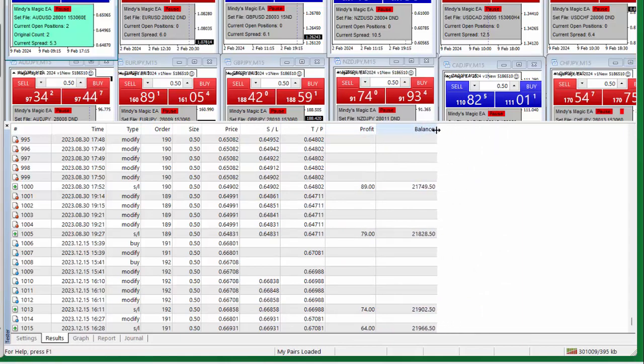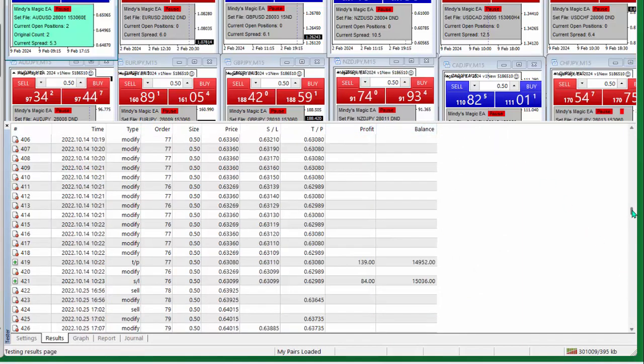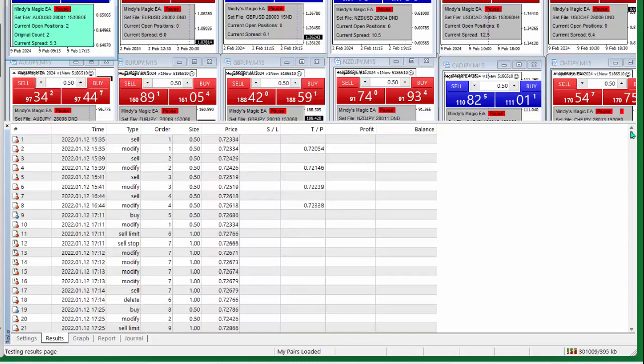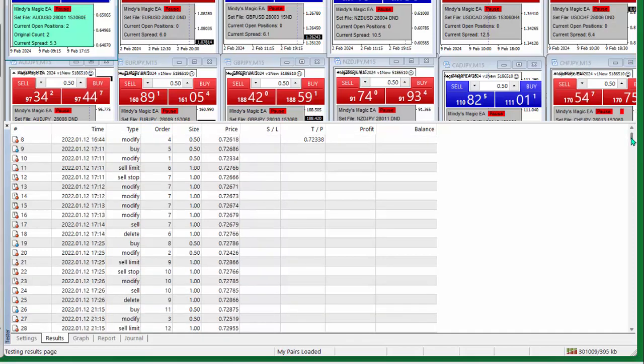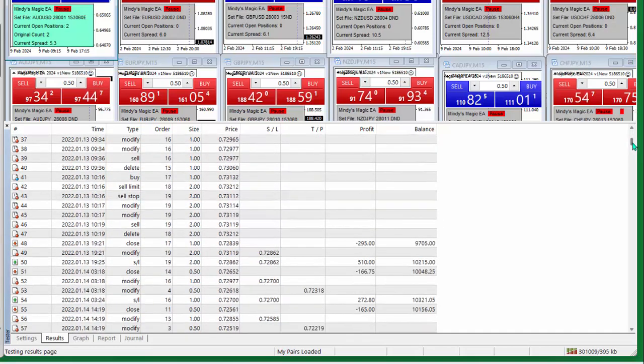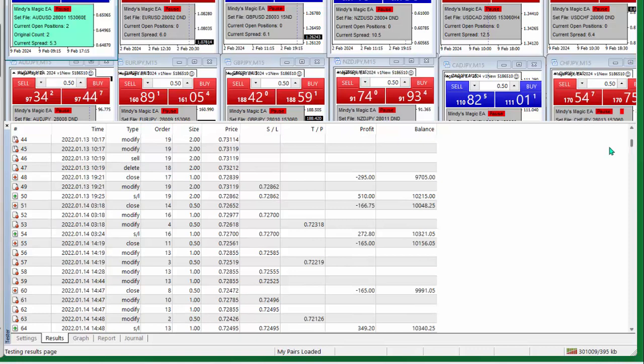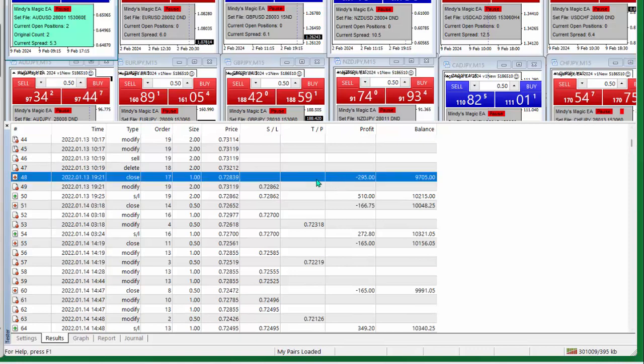Now the thing is, when we start at the top of the list, so I've scrolled this up to the top, what we see is we had a trade number 1 that opened, and my EA automatically puts a profit target on that trade. But we had 1, 2, 3, 4, 5, 6, 7. We had quite a few trades that opened before anything closed. So here was the first thing that closed. It was trade number 17, and it closed for a loss.